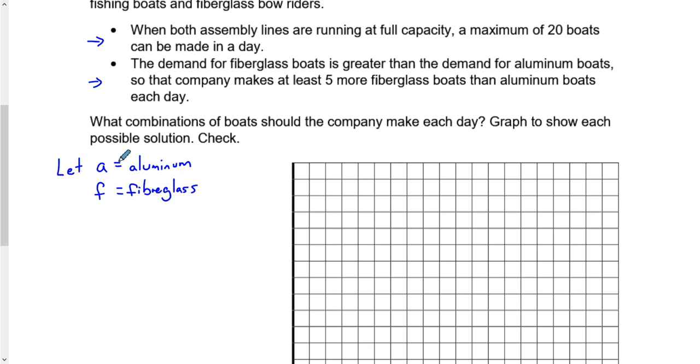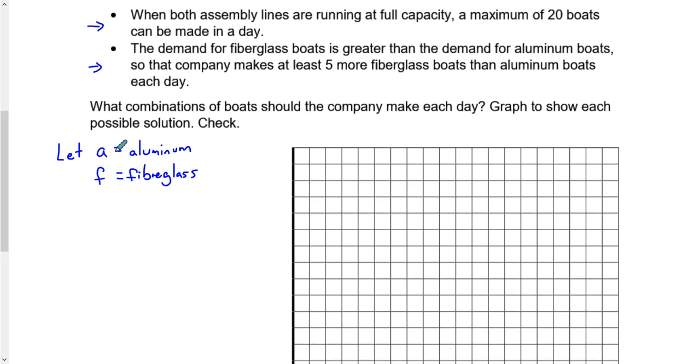Obviously, we're not going to use the other variable for the other type of boat. We could use X and Y, but let's use variables that actually make sense in the situation. So our first equation says when they're running at full capacity, a maximum of 20 boats can be made, which means that the total amount of aluminum boats and the total amount of fiberglass boats can be a maximum of 20. The way that we'd write that is that however many aluminum, if we add the amount of fiberglass, it would have to be less than or equal to 20. So that's all that is.